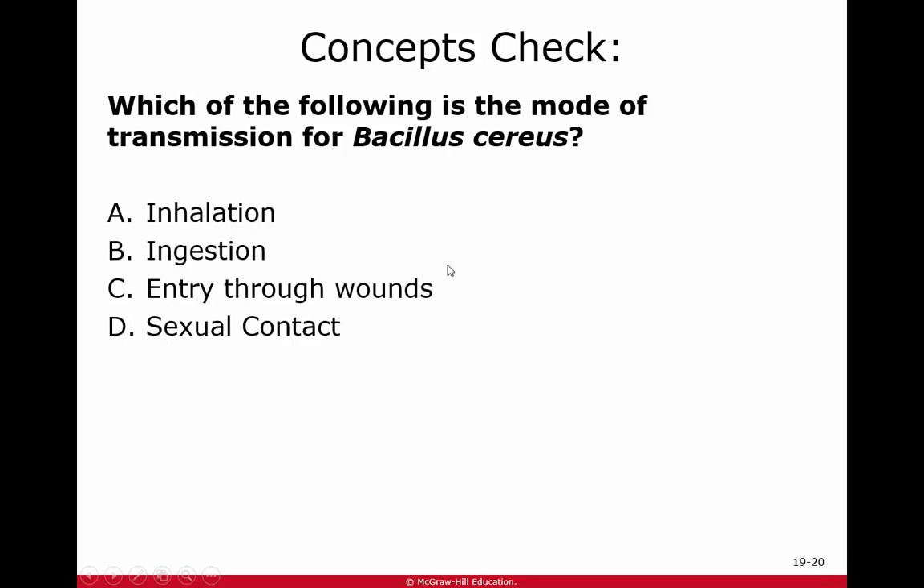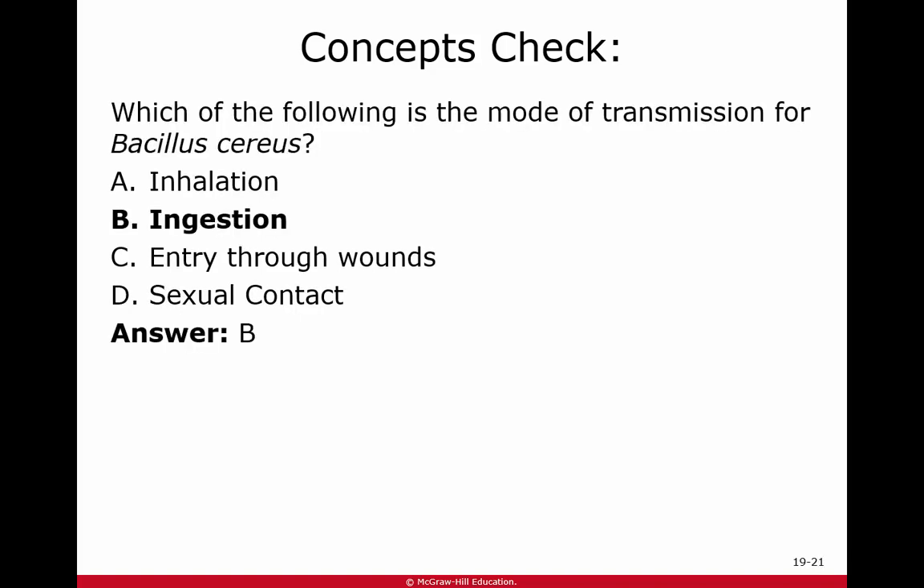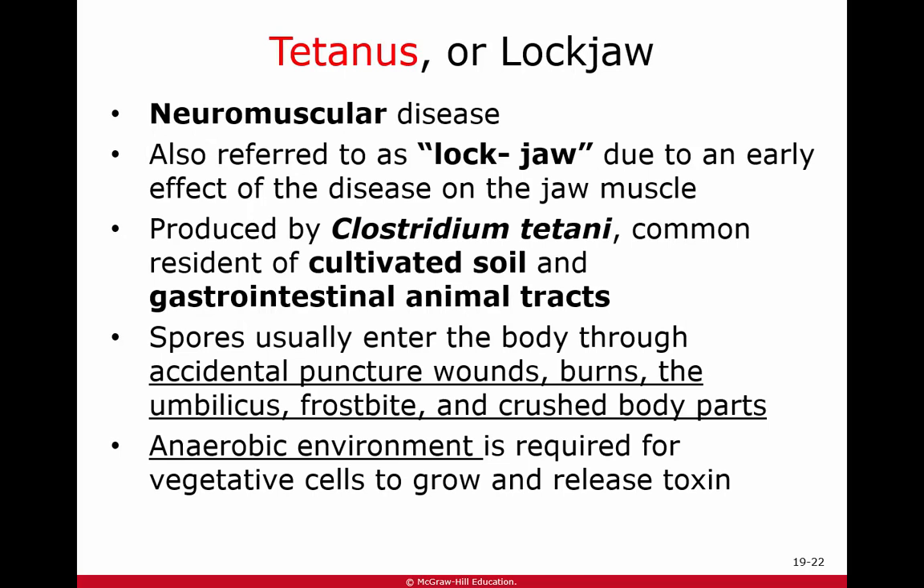So let's look at this. Which of the following is a mode of transmission for Bacillus cereus? Is it inhalation, ingestion, entry through wounds, or sexual contact? Bacillus cereus. And hopefully when you think Bacillus cereus, you think food poisoning. Therefore, ingestion would typically be the mode of transmission for this microbe.